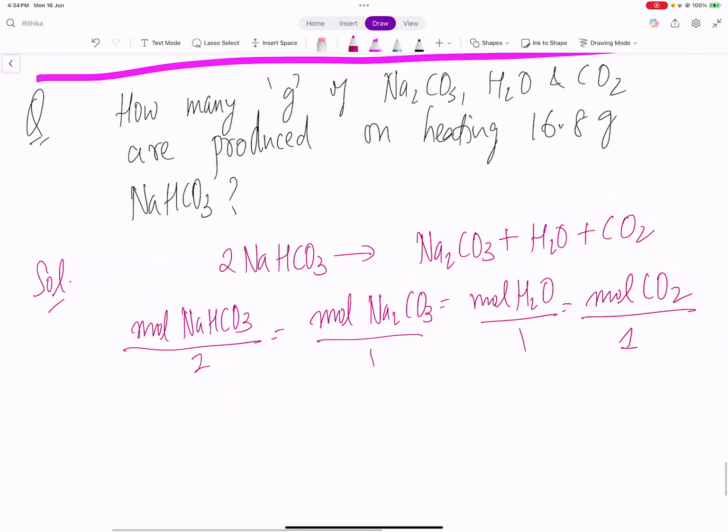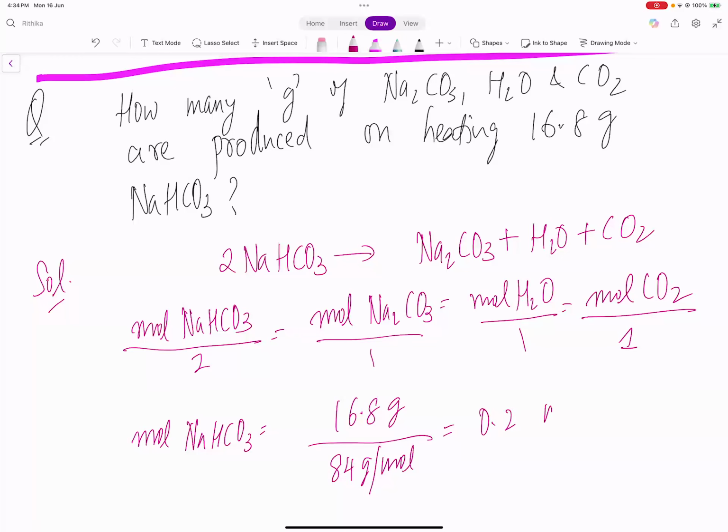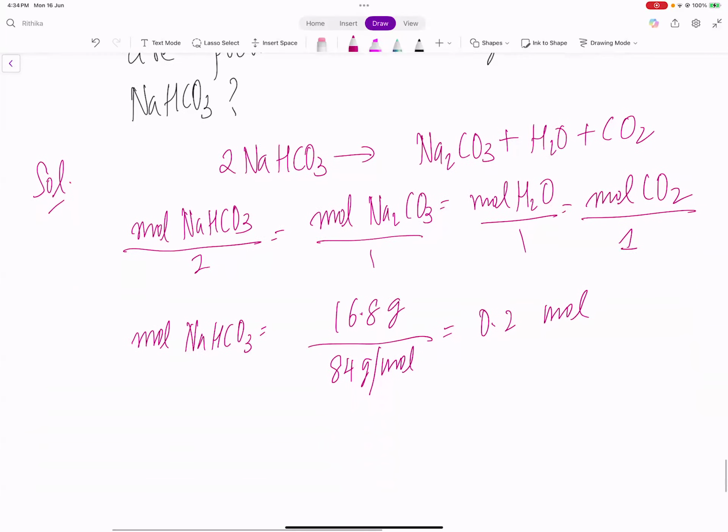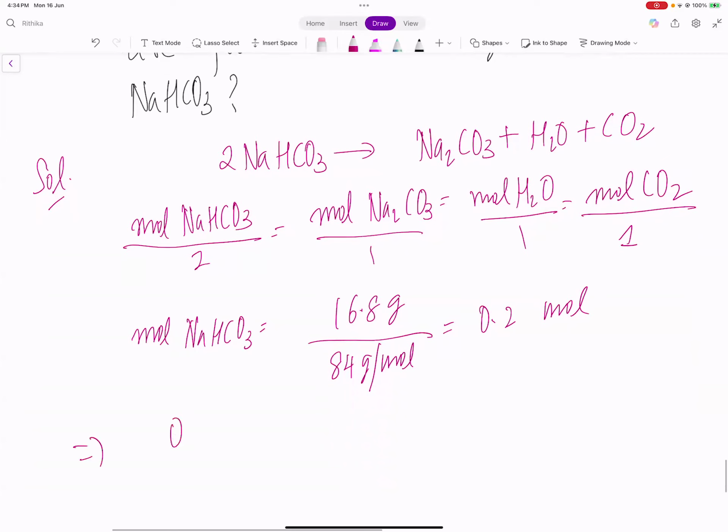So I've set up this now, 16.8 grams. From here, I can calculate mole NaHCO3, which is given mass, 16.8 grams, divided by molar mass. If you do, it will come out to be 84 gram per mole. So this will be 0.2 mole. Now I put this value here, 0.2 by 2. So I can calculate the moles for every species.